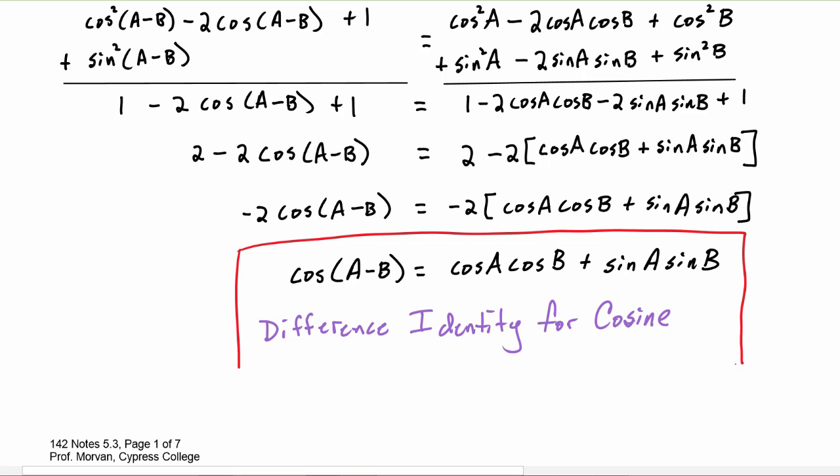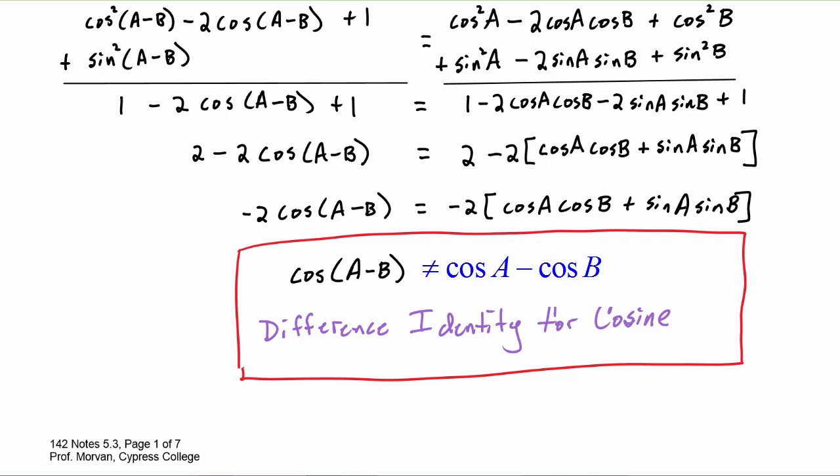And what this gives us is a mechanism for finding the cosine of the difference of two angles. Notice that the cosine function is not distributive. It does not work to say that the cosine of A minus B would be cosine of A minus cosine of B. That will never happen. What does work is to say that the cosine of A minus B is the cosine of angle A times the cosine of angle B. Then you have to add to that the sine of angle A times the sine of angle B. So let's take a look at how this works.